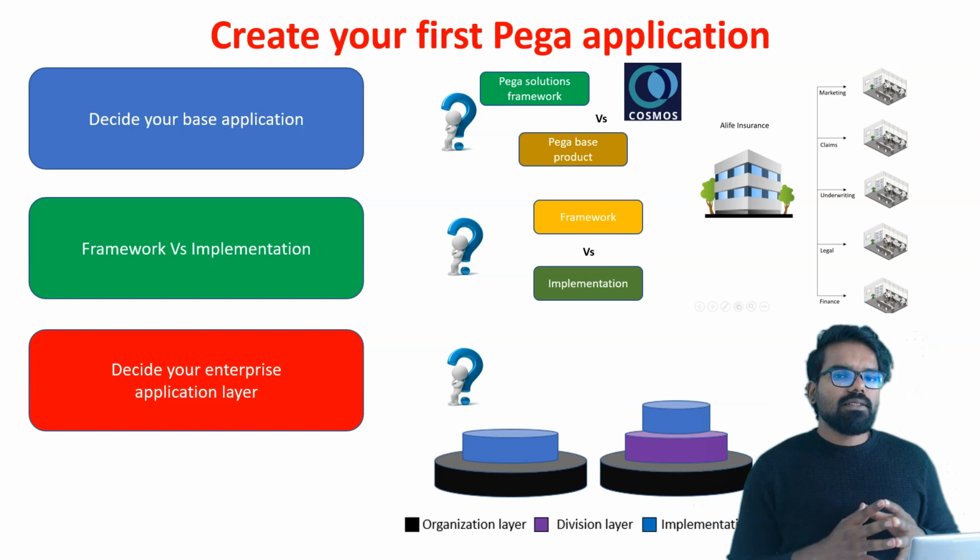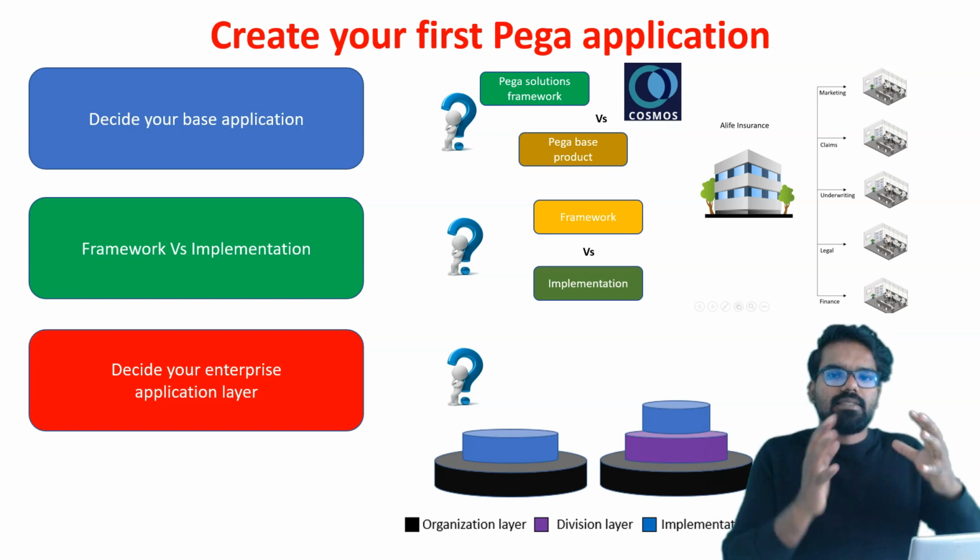In this requirement, this A-Life organization has a very small structure. They have an organization and just the departments.